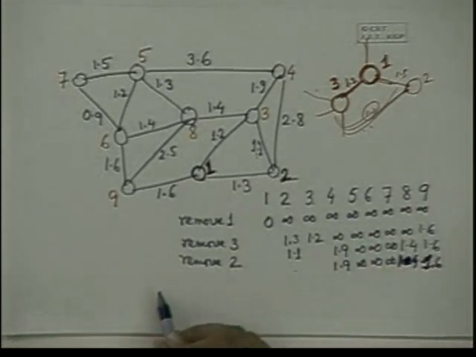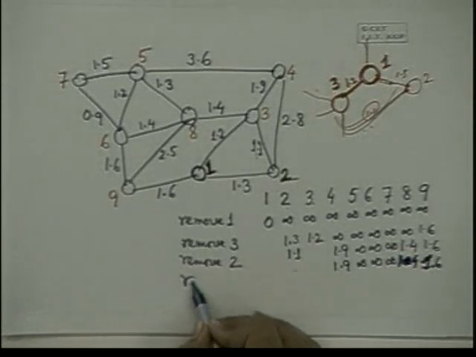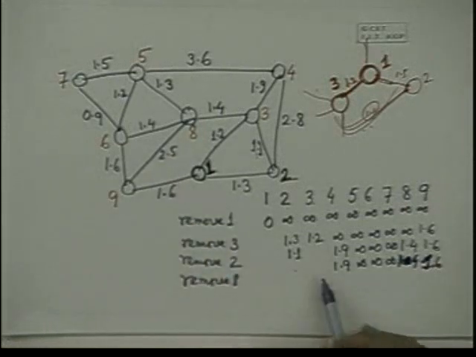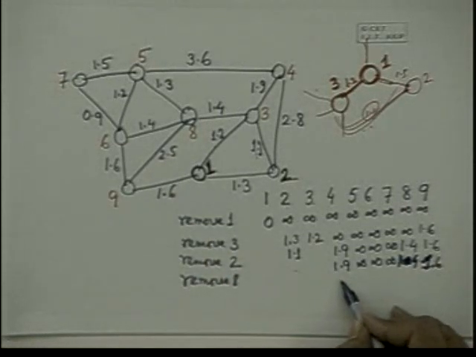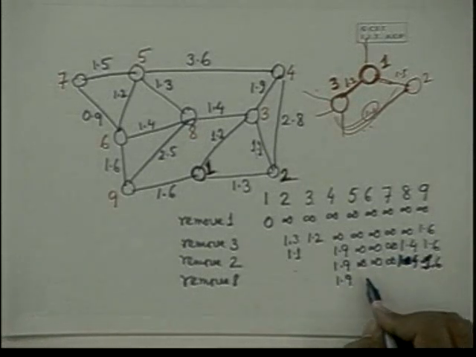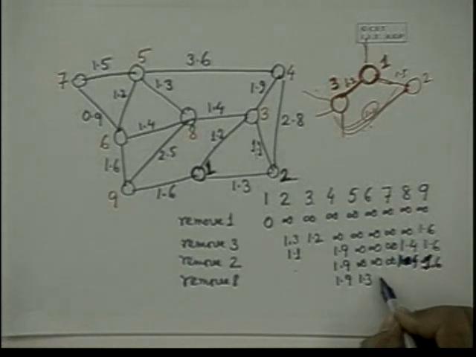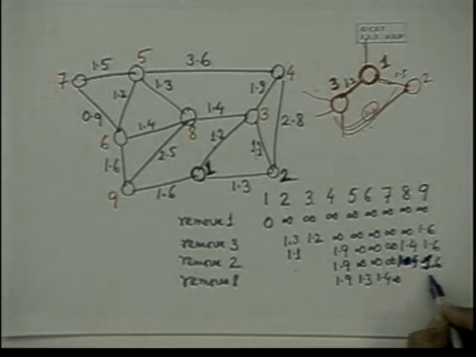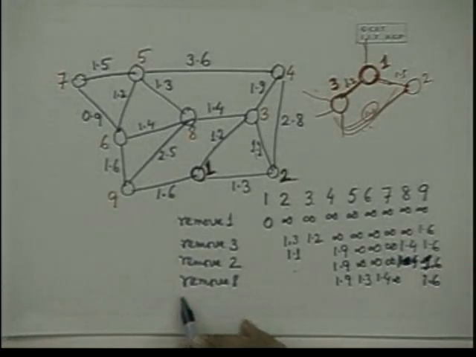So next time which will be removed? 8. So remove now 8. When you choose 8, 1, 2, 3 have been removed already. 4 does not get affected, so it remains 1.9. 5 gets affected now. It gets 1.3. 6 gets 1.4. 7 remains infinity. 8 is removed now, and does 9 get affected? Yes, 2.5, but it already has 1.6. So 1.6 is retained.